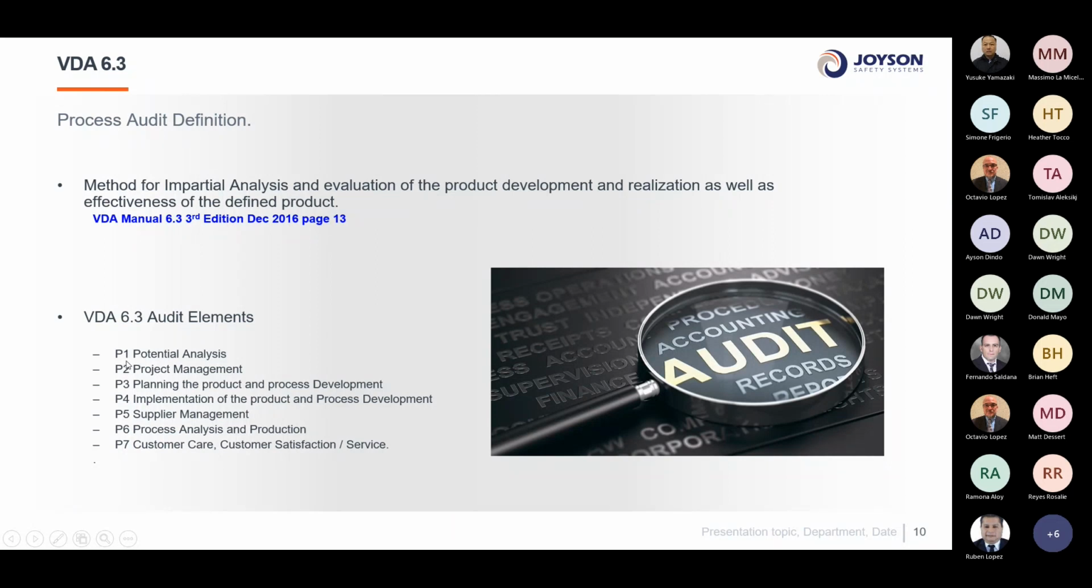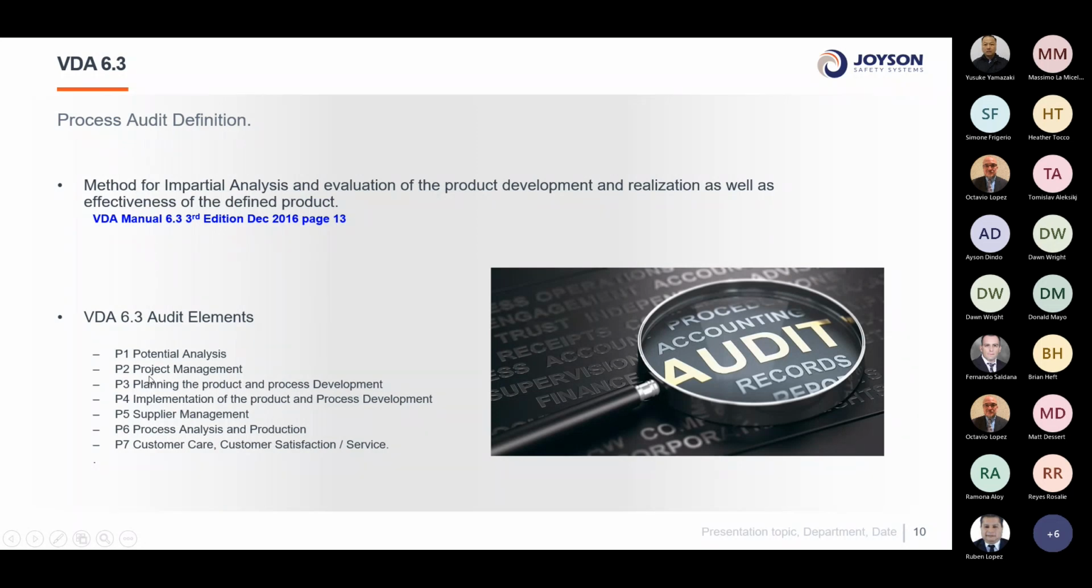We have P1, which is potential analysis, that is commonly used for bringing new suppliers on board. We have P2, P3, and P4 that are defined as a phase of the auditing process. P2, which is program management. P3, which is planning the product and process development, and P4, that is the implementation of the product and process development.